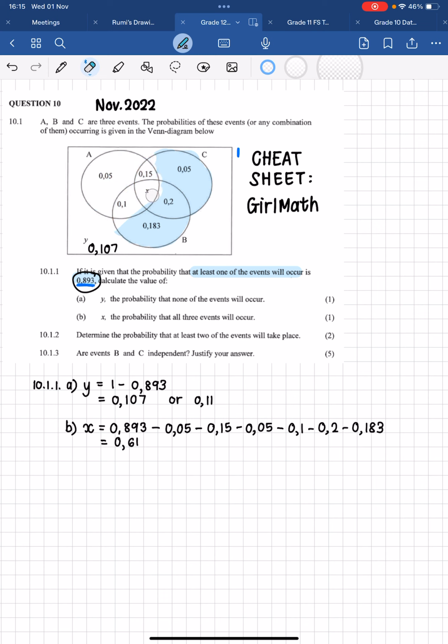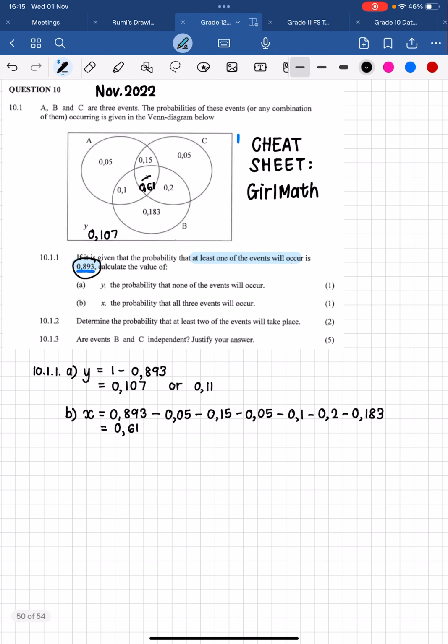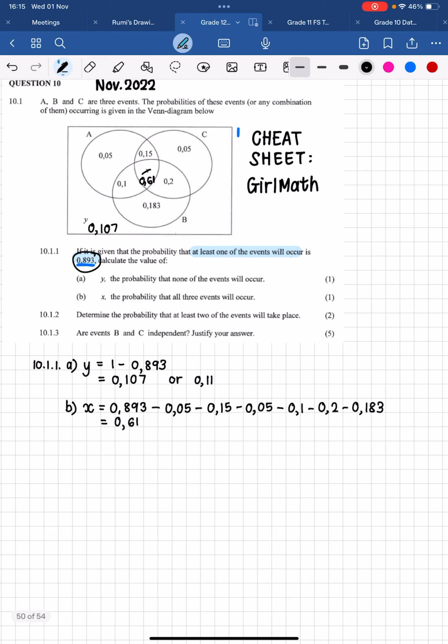I'm just going to erase all of this, and then I'm actually going to fill that value of x in there, right? So x is 0,61. Okay, now in 10.1.2, determine the probability that at least 2 of the events will take place. Where did I get 0,893? That was given in the question.